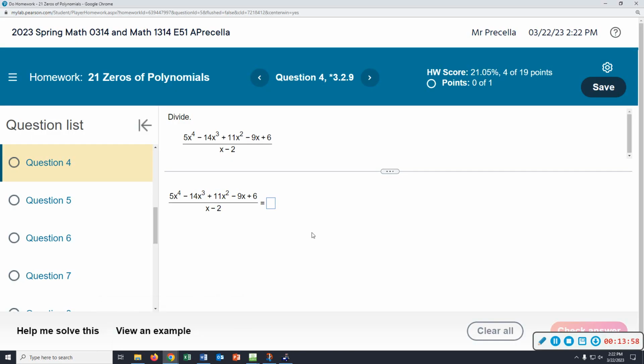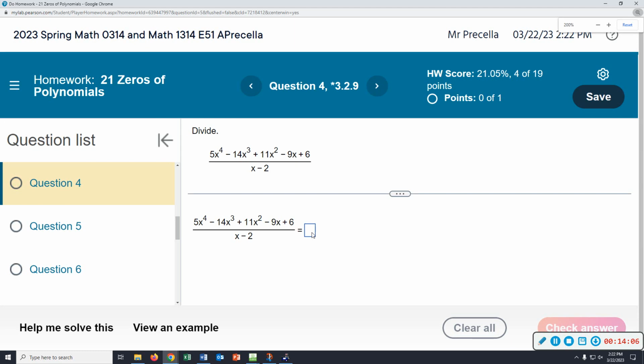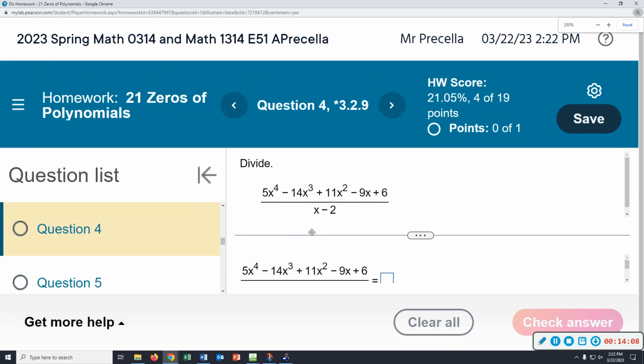Okay, let me write it down. Let me see, Control Shift, can I make it a little bit bigger? I bet you can. Oh, I made it too big. There.